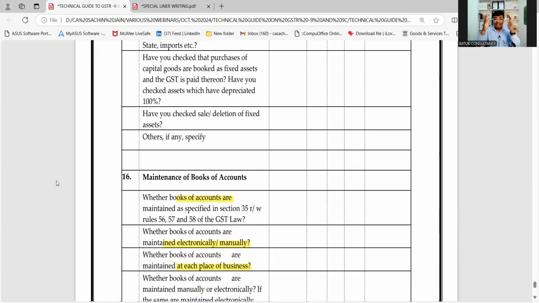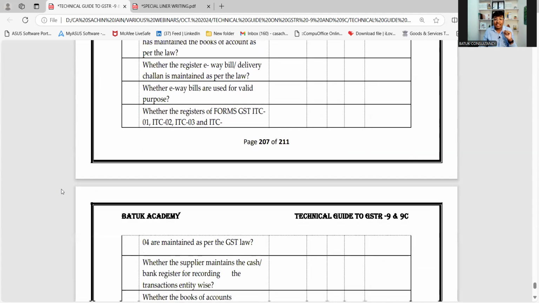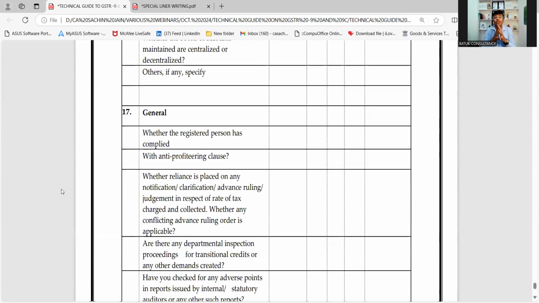We also need to check that the proper books of accounts have been maintained or not. Whether all the required books of accounts are maintained electronically or manually. Whether all these books of accounts are maintained at the place of business or not. These types of things we just need to ensure.